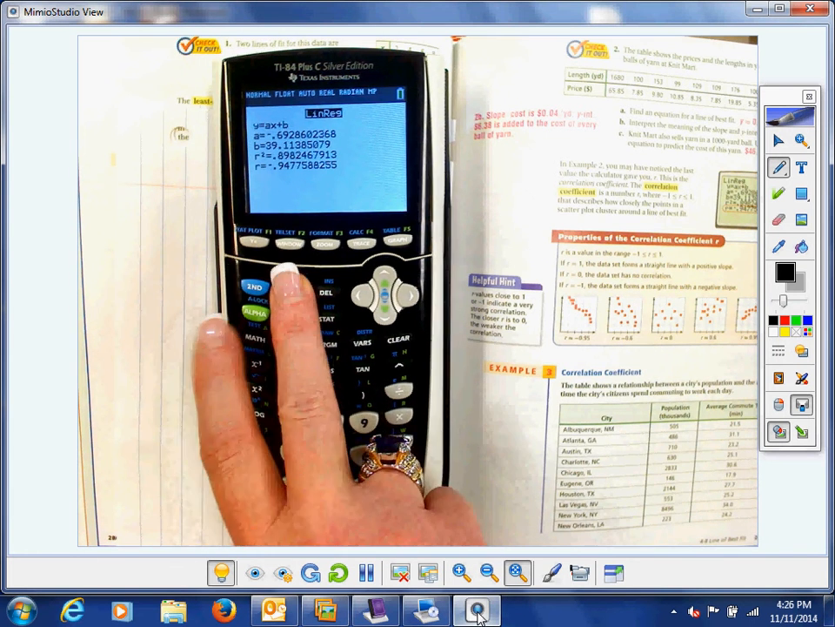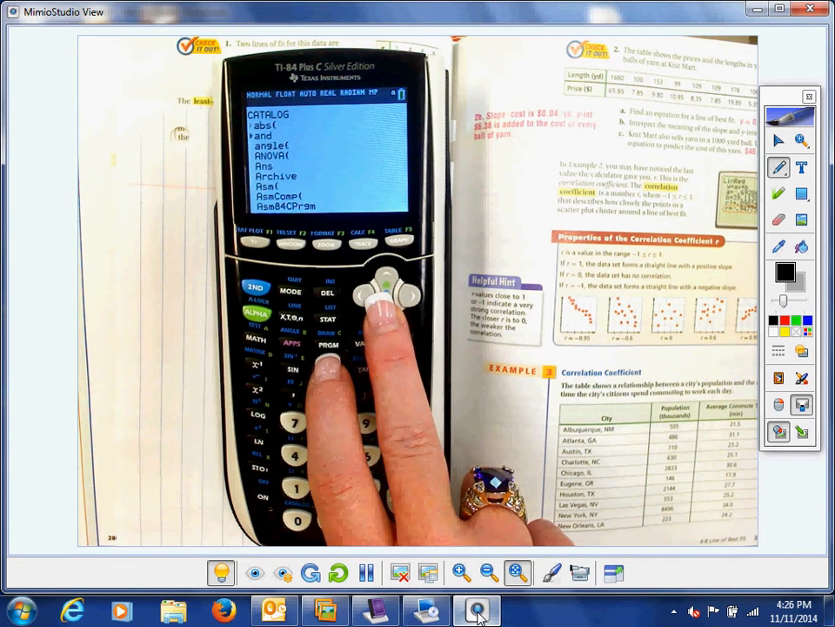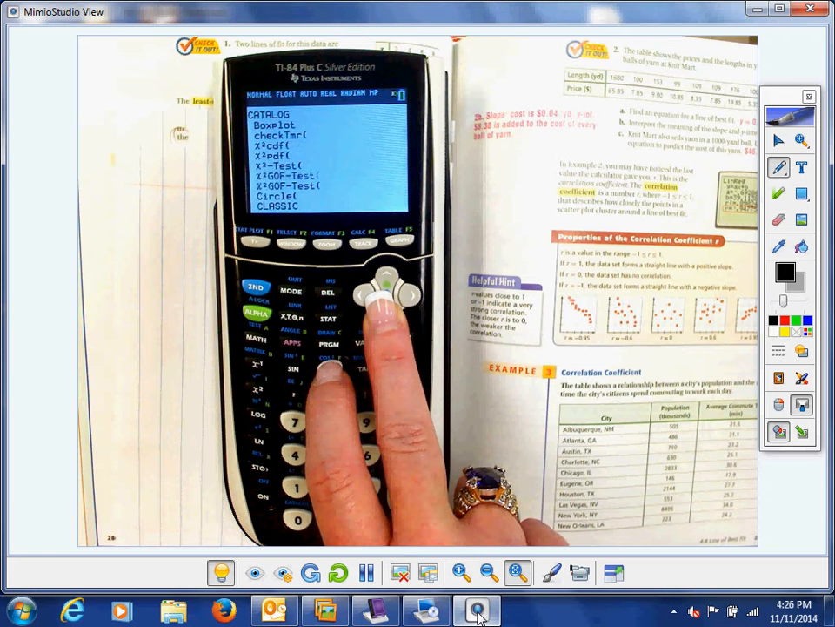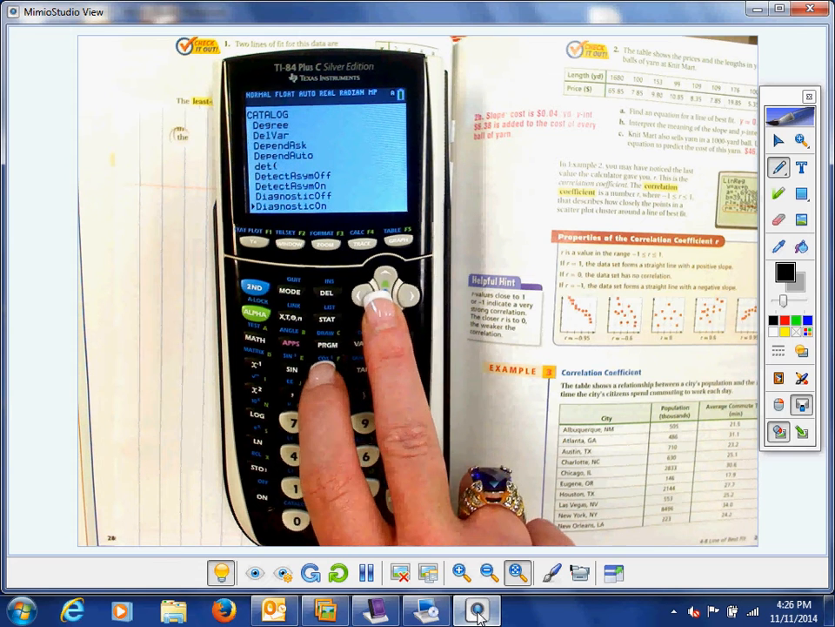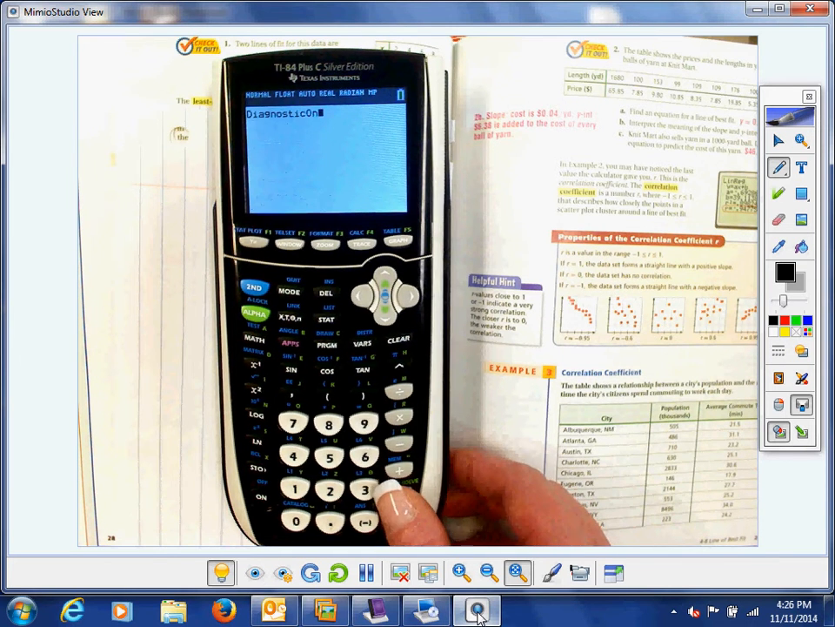All right, let's quit that screen, so hit second mode. And then hit second 0. We are going into the catalog, and I want you to hold the down arrow and just keep holding it. We're looking for the word DiagnosticOn. So we're trying to get to the D's. I'm just holding my down button, waiting for the calculator to get us to the D's, and then we're going to get to DiagnosticOn. Okay, so there it is. My arrow is immediately to the left of it, and you're going to hit enter and hit enter again.